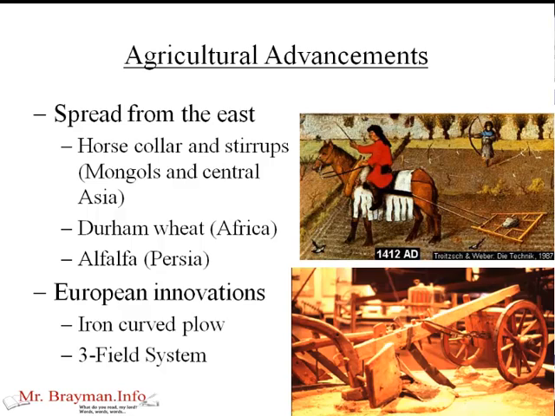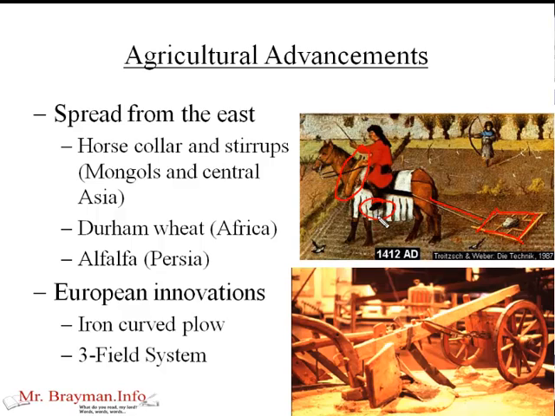Right, horse collar goes right around the horse's neck. We see it right here. Allows the horse to pull a plow with its shoulders instead of its neck, which obviously the horse wouldn't have liked. Stirrup also, right here, gives better control over the horse to its rider. Also durum wheat, which was an import from Africa. Alfalfa, usually used to feed cows and horses, which was an import from Persia.